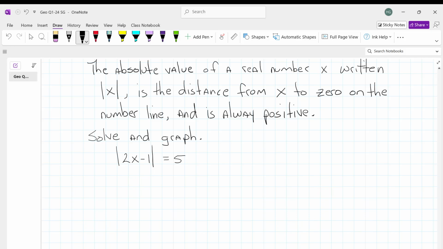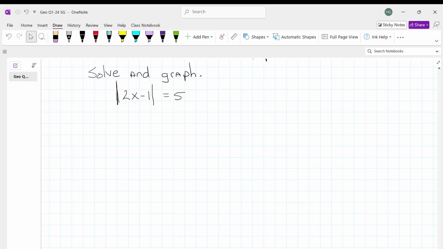Okay, when you're solving absolute value equations, the first step is to get the absolute value symbol and whatever's in it by itself on one side of the equal sign. In this case, you already have that. You have just the absolute value symbol and 2x minus 1 on the left side, and it's equal to 5.